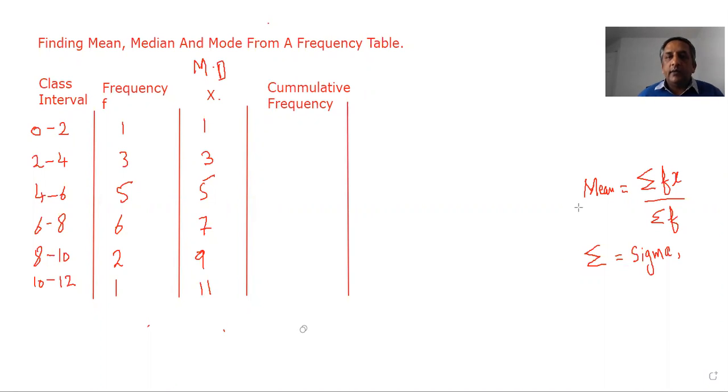Now, as you can see, first of all, we will try to find the mean. The formula for mean is sigma fx over sigma f. So what we have to do is find fx for this. What is fx? fx means the f column times the x column. So we make another column which is called the fx column, right?